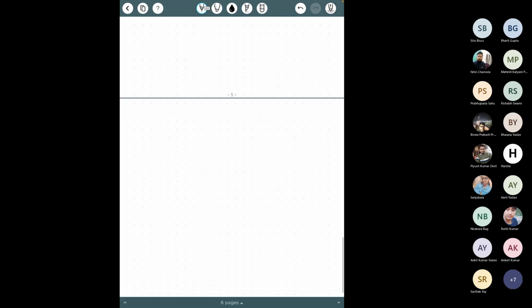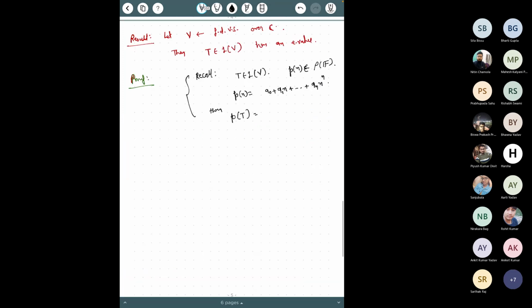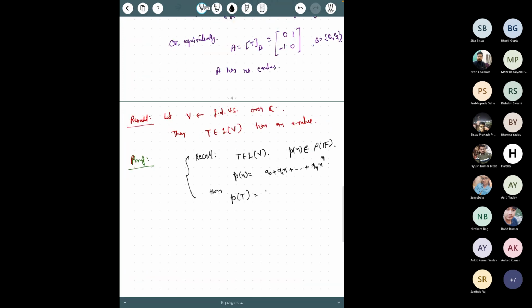You can verify that this is again a linear operator, so it also belongs to the set of linear operators. This is called a polynomial in T. This is the first thing I wanted to recall.